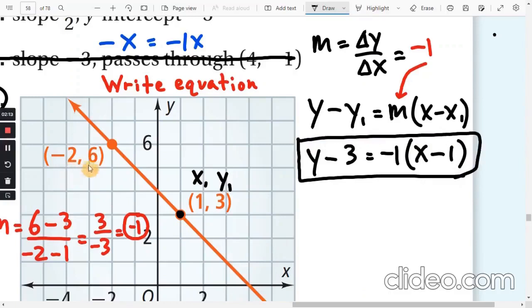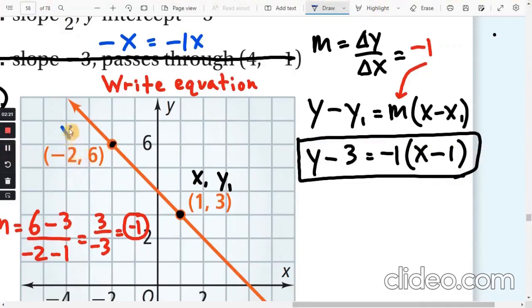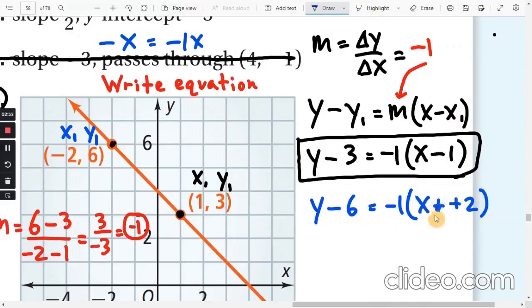Okay, see if you can write the equation using the other point right here. All right, using the other point, this is going to be x1 and y1. So for y minus y1, y1 is positive 6. And that equals m, the slope, which is negative 1. And x minus x1, x1 is negative 2, so this is negative 2. 2 negatives in a row make it positive. All right, and that's it.